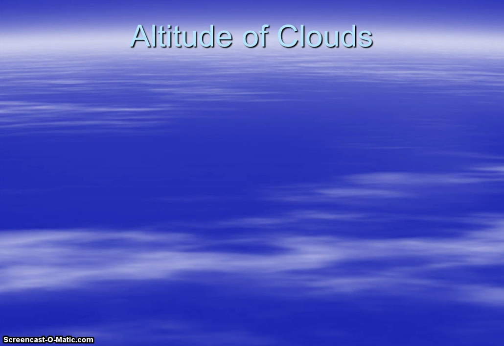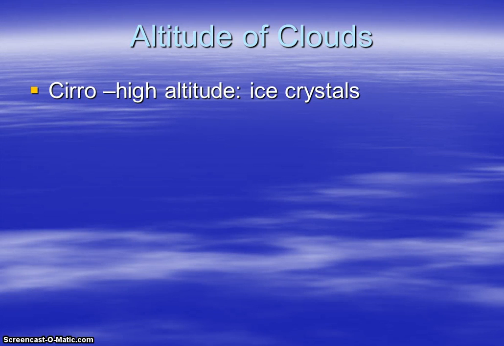Now let's talk about the altitude of the clouds, because we have names that are prefixes to cloud terms, and that helps us know what the altitude for the cloud is. So cirro means high altitude. Since they're high altitude, they're probably going to be pretty cold, and you're going to have ice crystals in those clouds.